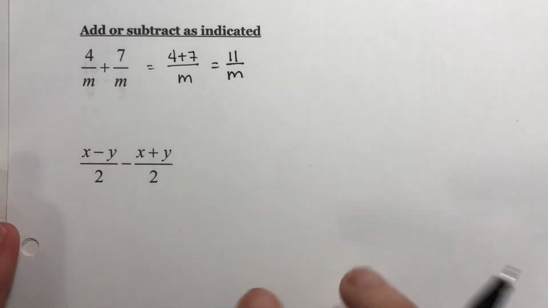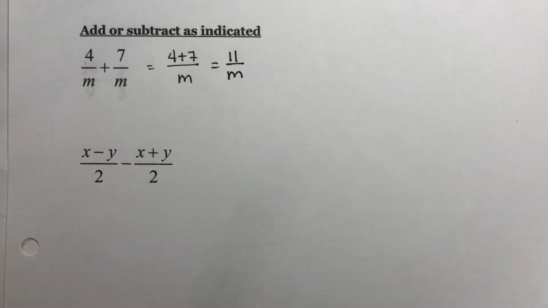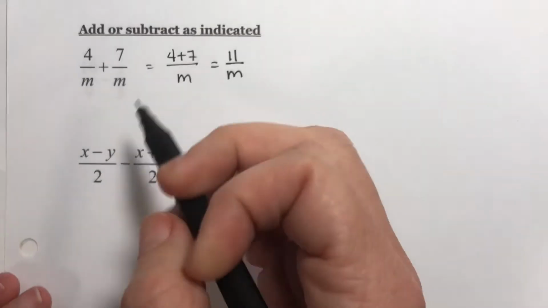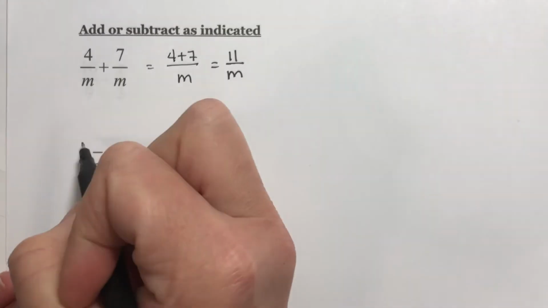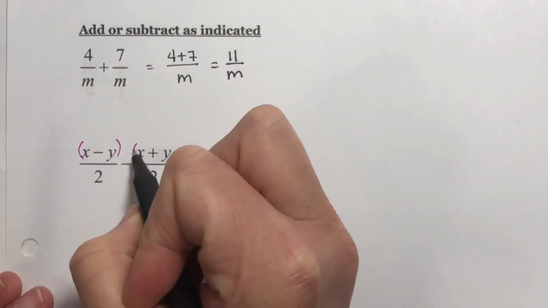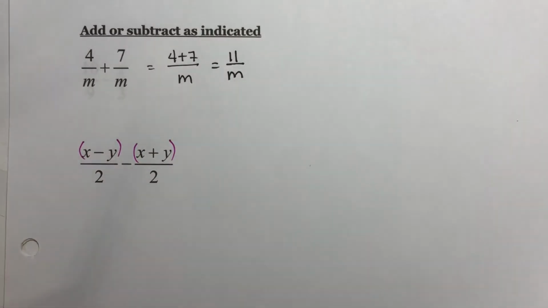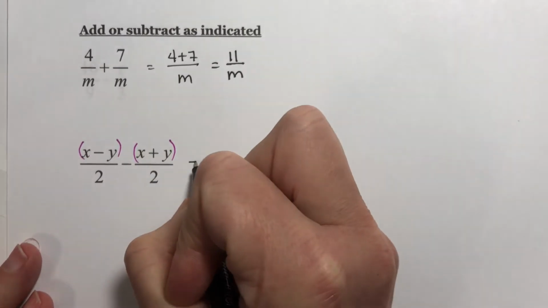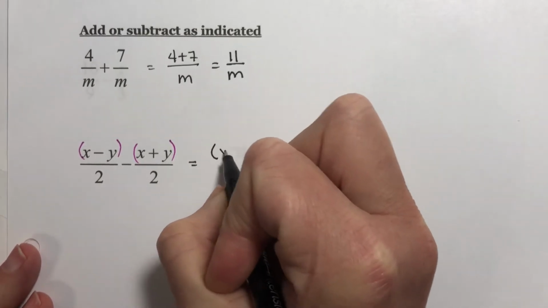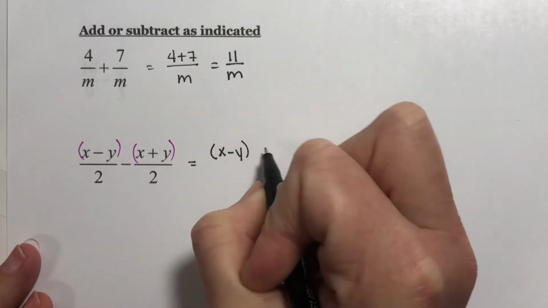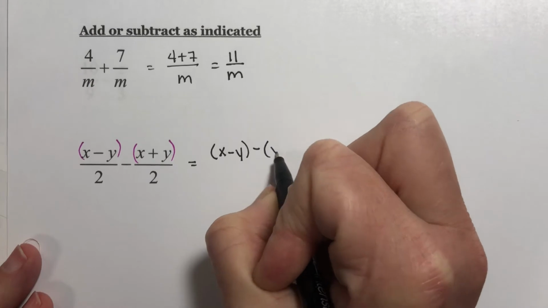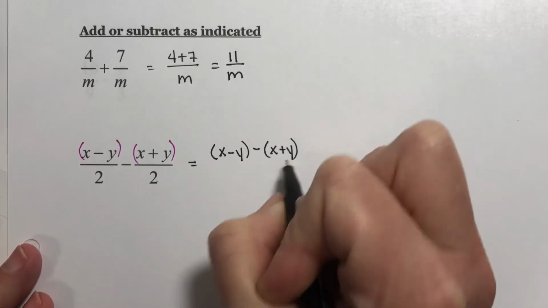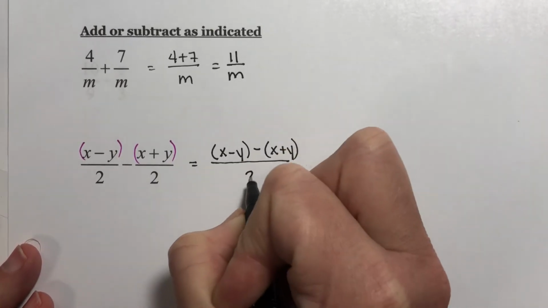Let's look at this one. This one's a little bit trickier because we have a minus sign and we have a complicated numerator. So go ahead and put these in parentheses. It matters less when it's addition. Subtraction, it really matters. I do have a common denominator here. So I'm allowed to subtract across the top and then keep that denominator the same.